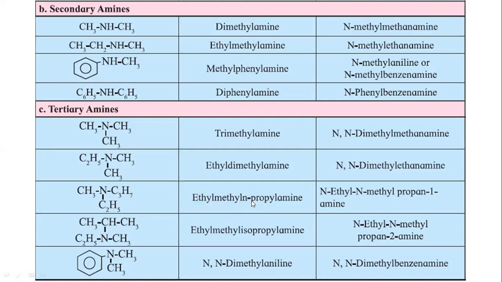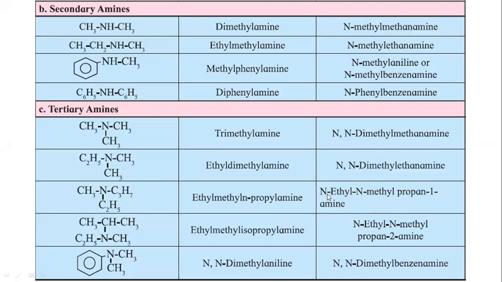Why does this N indicate? N indicates it is a straight chain propyl. So ethyl, methyl, N-propylamine. This is the common name, but the IUPAC name is very interesting. N-ethyl. Again, ethyl comes first as per alphabetical order. N-ethyl, N-methyl, then propane 1-amine.